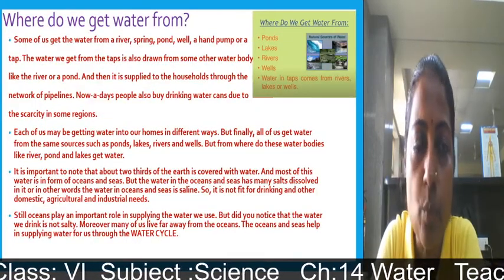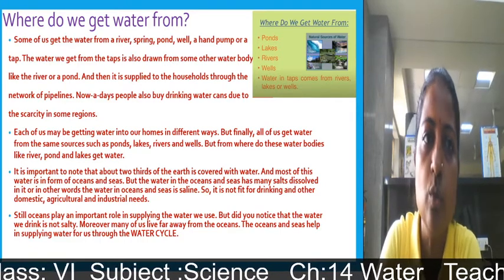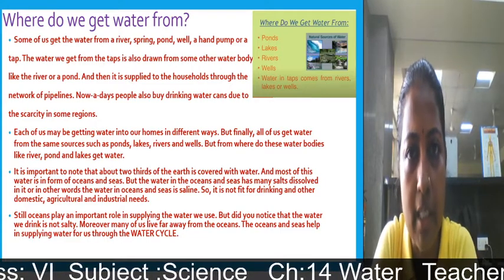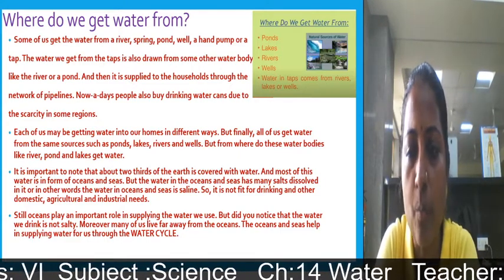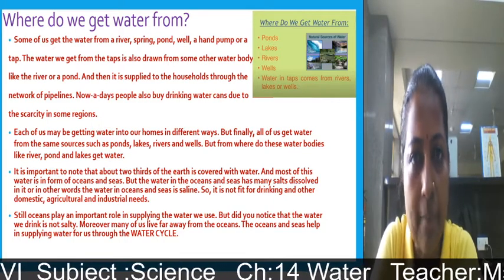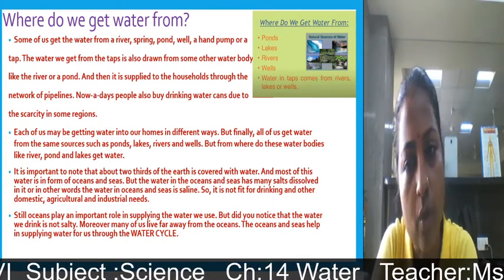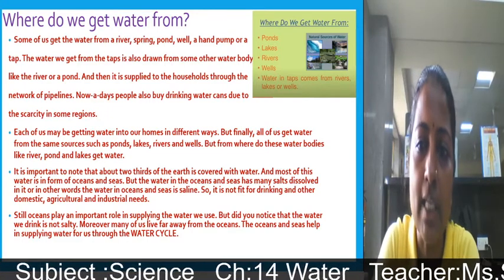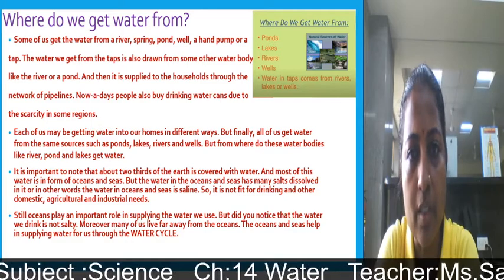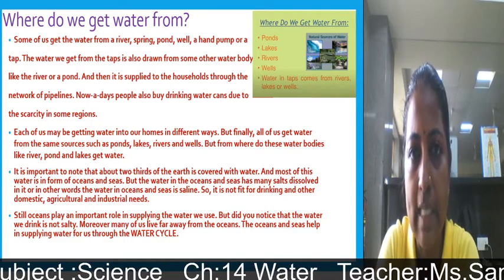Now we will see where do we get water from. So we are knowing this answer, that from where we can get water. So we can get water from ponds, lakes, rivers, wells. Then water in taps comes from rivers, lakes or wells. Generally we give the answer water is coming from taps, but in the tap from where the water is coming? From all these sources: ponds, lakes, rivers, wells.